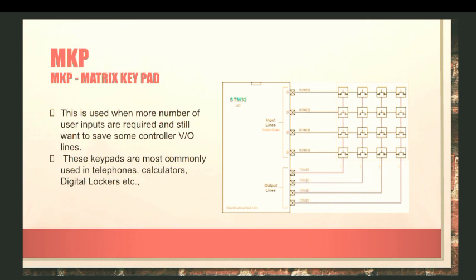And next we have the MKP, matrix keypad, which is used to connect the user input to our application. It configures the input and output lines by using row and column operation. Row operation is allocated to the input lines, and column operation is allocated to the output.